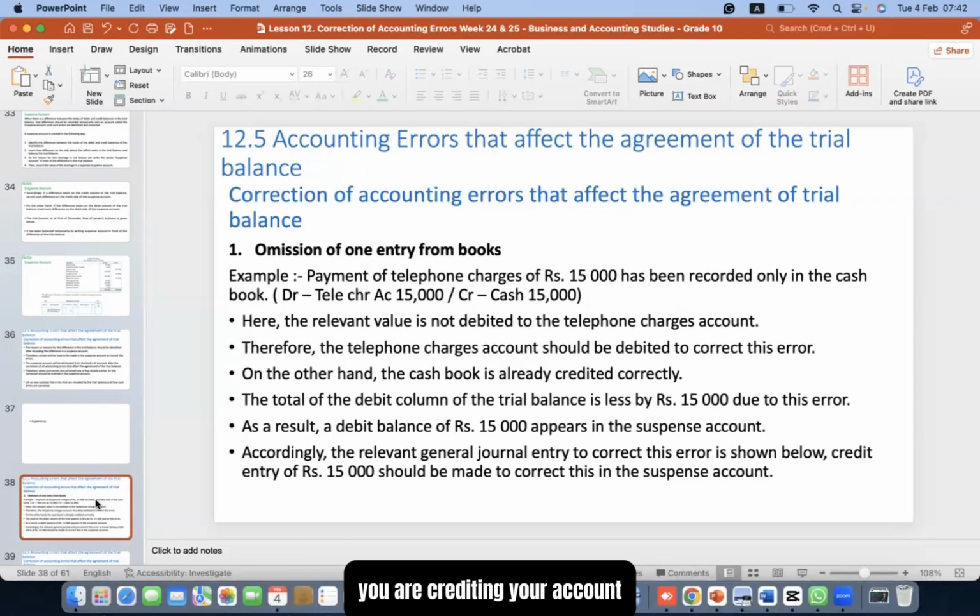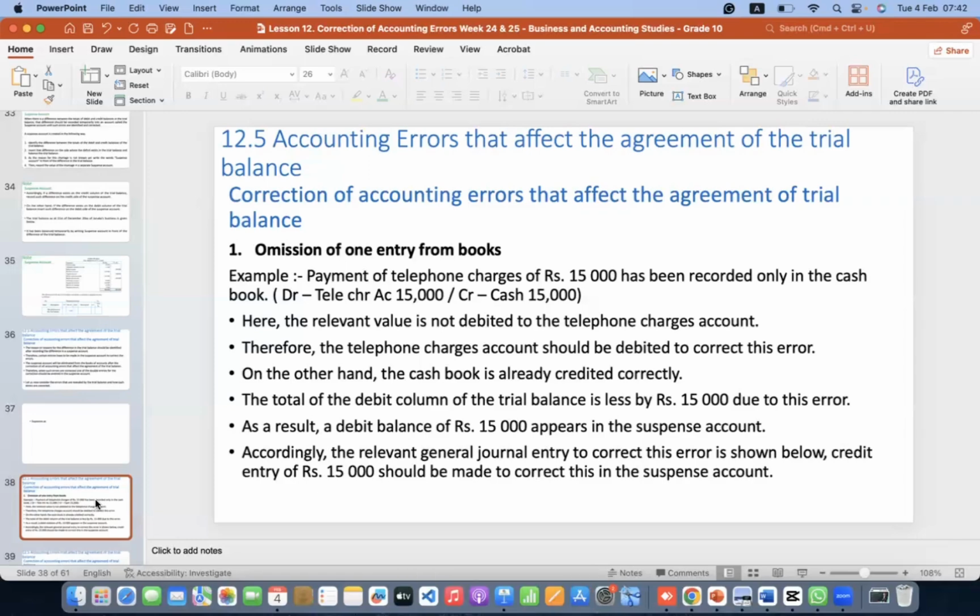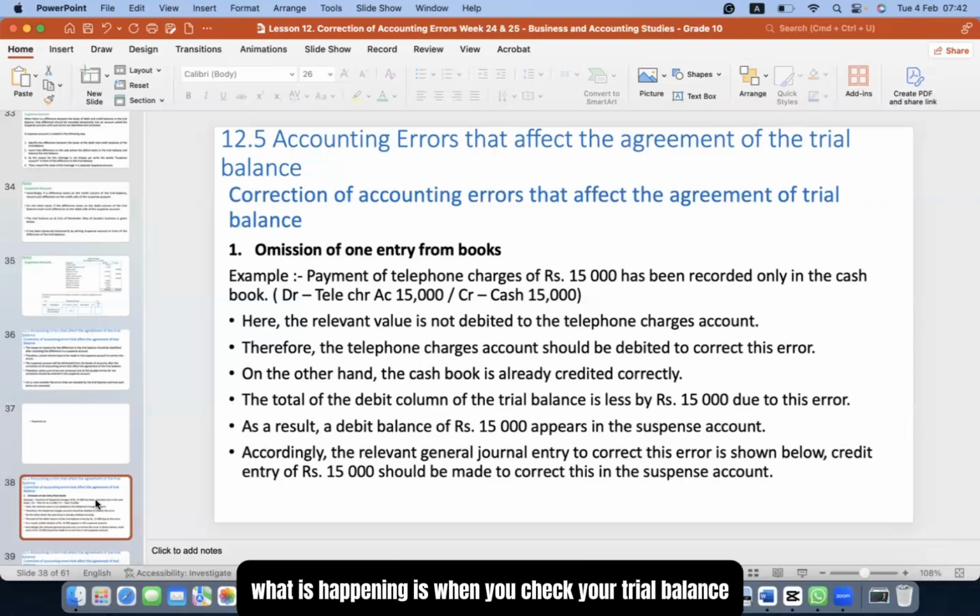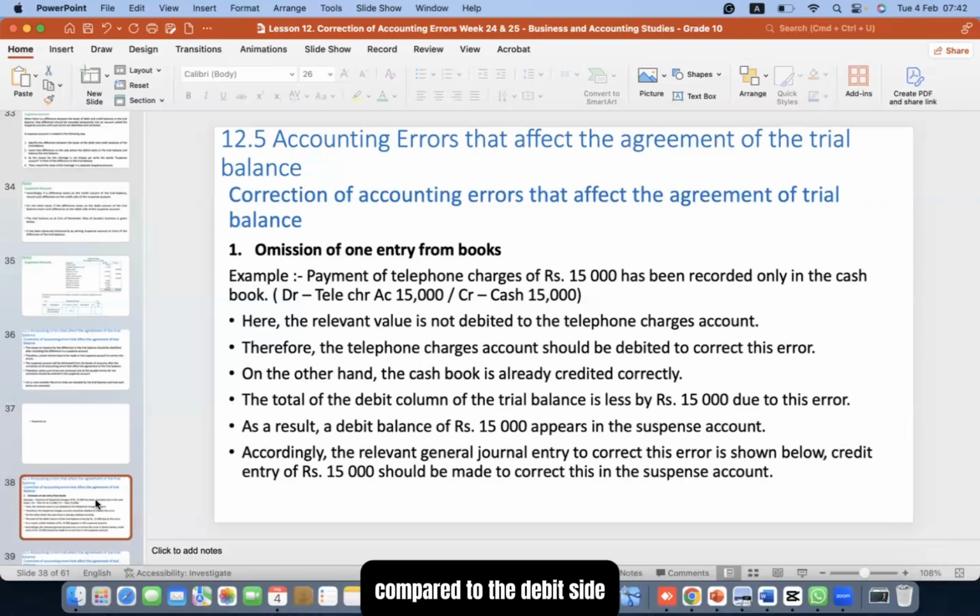So what happens is cash book is an asset account, and if your asset balance is going down, you are crediting your account. So you have credited your cash account by 15,000. Then what happens is your debit side, the telephone charges expense account you have not debited. Now when you check your trial balance, you have a higher balance in the credit side compared to the debit side.